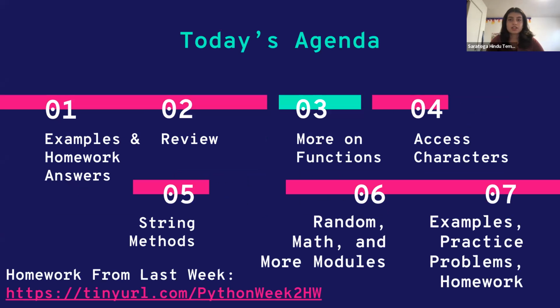So this is today's agenda. We're going to first go over the examples that we didn't get to last week, and then homework answers from last week's homework. And then we'll do some review. And then our topics are more on functions, accessing characters and strings, string methods, random, math, and other modules. And then we'll do some practice problems again. And then we have homework again for this week.